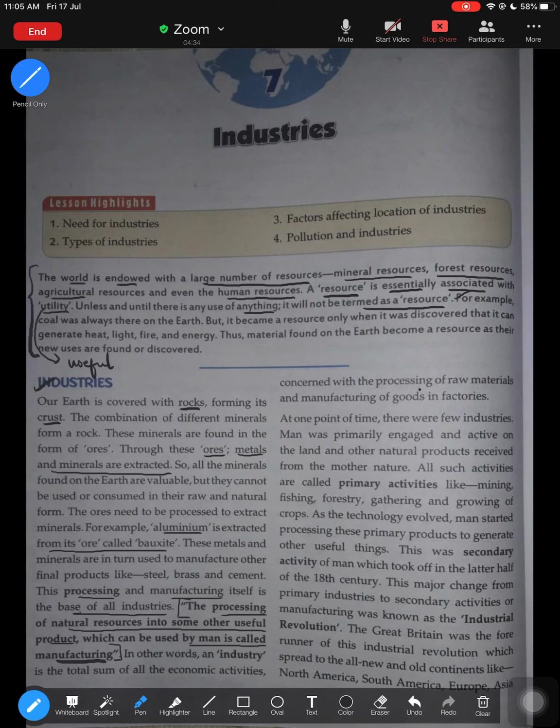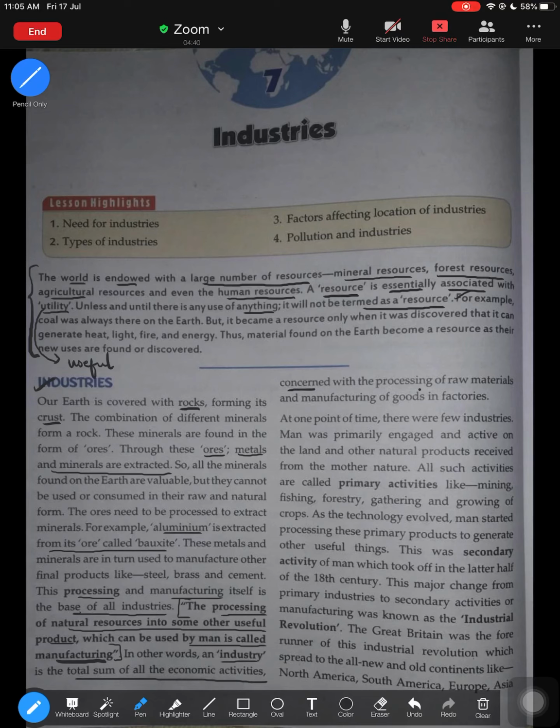And then we underlined the definition of industry. Industry is the total sum of all the different activities related to processing raw material and manufacturing, and this is known as an industry. Basically, industries are organizations that produce or supply goods and services. All the different goods and services that we have are being provided and supplied by organizations which are termed as industries.